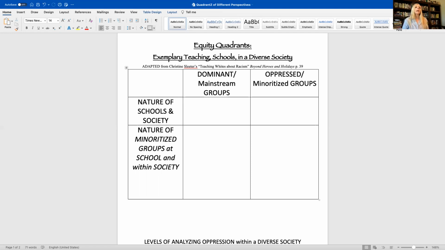Okay. And then down the column here, down the side, we're going to look at, from the dominant group's perspective, what is the nature of schools and society? And then from the dominant perspective, what is the nature of minoritized groups at school and within society? And then changing our glasses, putting on our other glasses, what is the nature of schools and society from their perspective? And then how do they see minoritized groups and at school and within society?